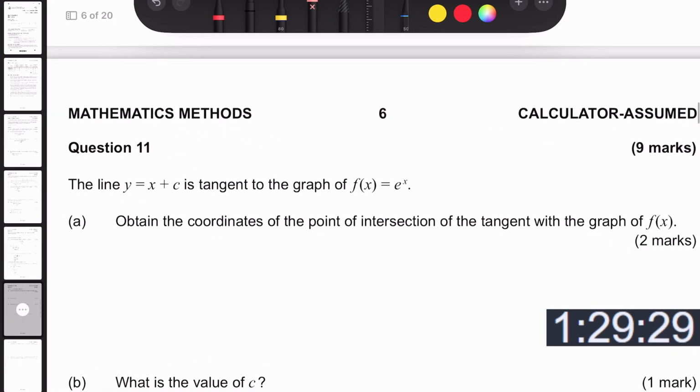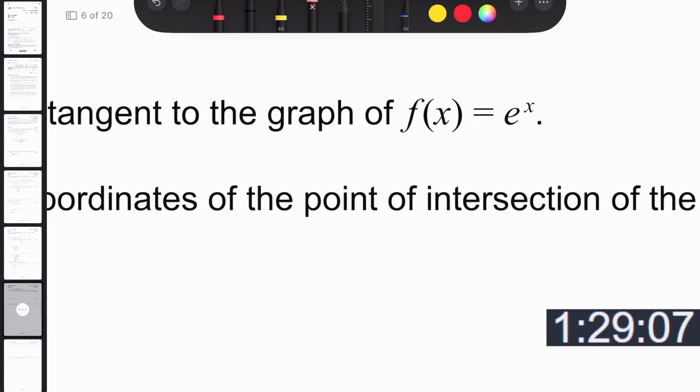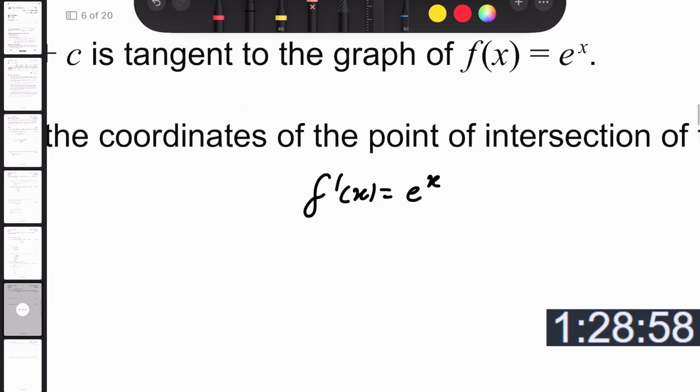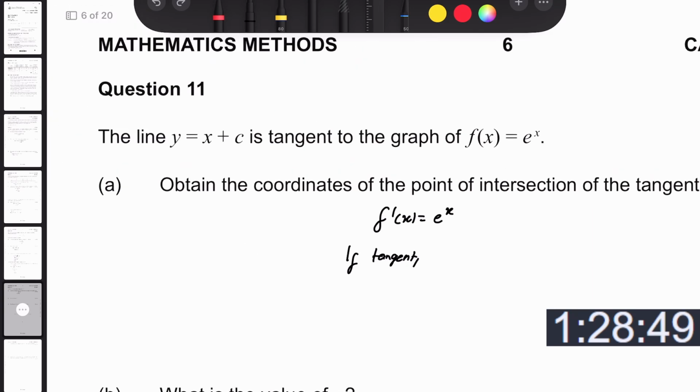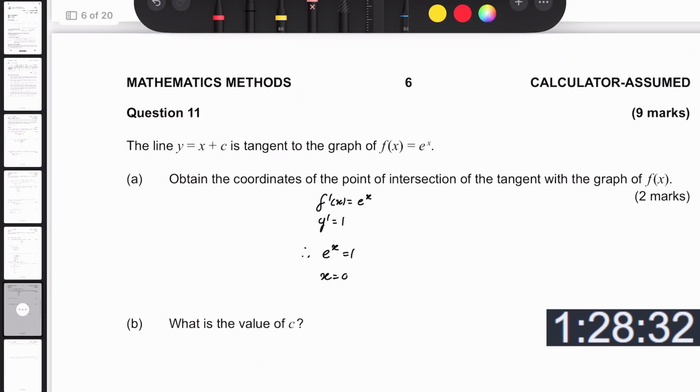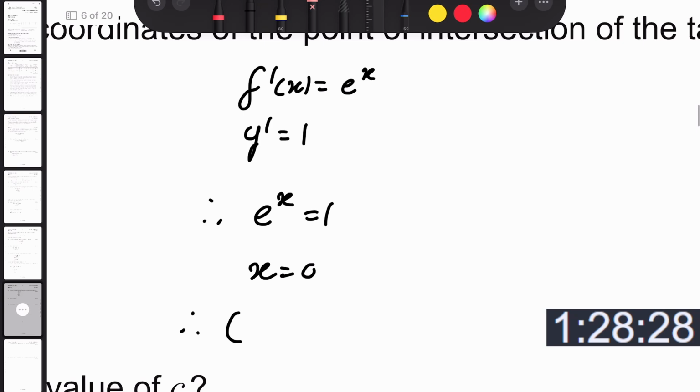The line y equals x plus c is tangent to the graph of f of x. Obtain the coordinates of the point of intersection. Graph f equals e to the x. So then let's see. f of x is going to be equal to e to the x. If tangent, I'm going to say that y has gradient of 1, so e to the x is equal to 1, so then x must be equal to 0. And so the coordinates must be 0, 1.